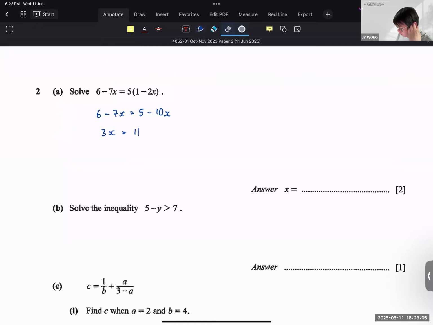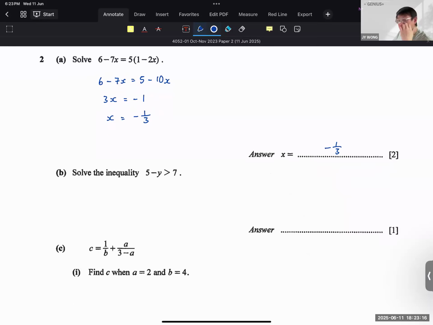It's not 11. 3x equals to -1. And therefore x equals to -1/3. Please leave it as -1/3 and don't leave it as a decimal. Okay, free 2 marks. Next, solve the inequality, free 1 mark.